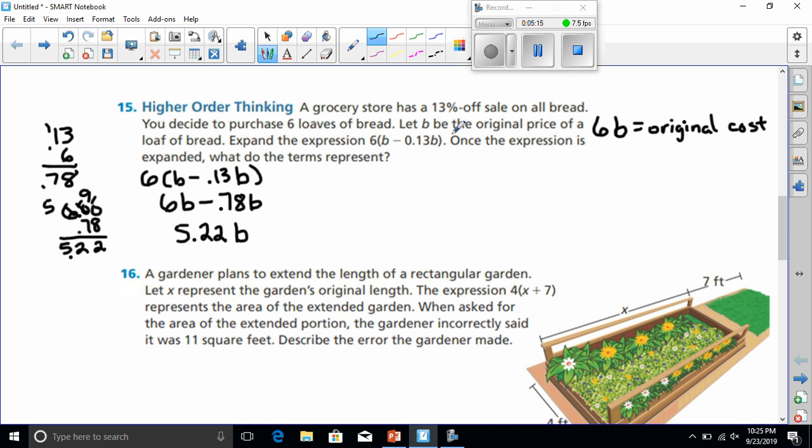Okay. Once the expression is expanded, what do the terms represent? Well, first of all, we know that 6B represents original cost. This right here, 6B minus 0.78B, that represents my discount, right? That's going to be the 13% off.